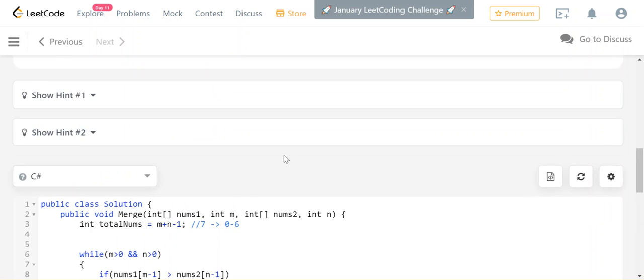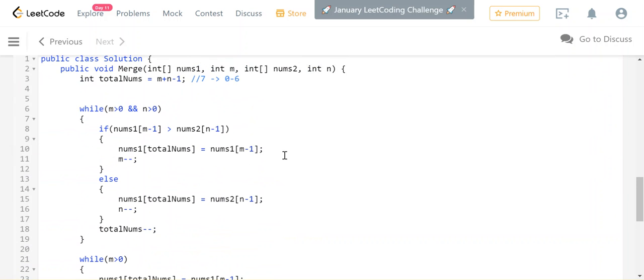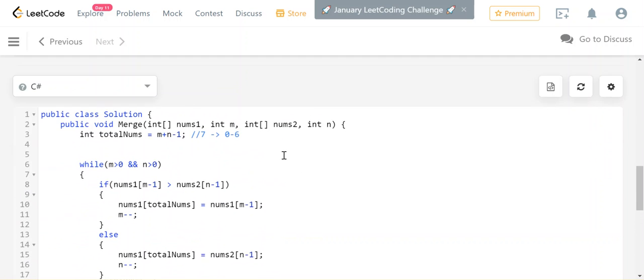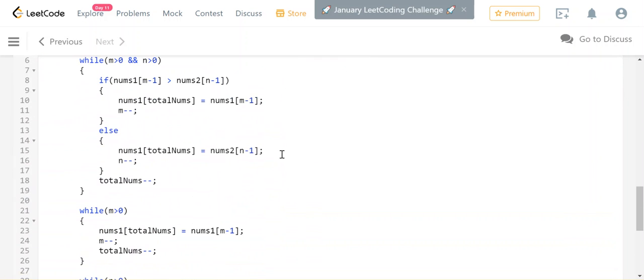It got accepted. So this is good, guys. So this was a straightforward, you can say, 2-pointer array question, which is an easy question, which is there in LeetCode. I hope you like the solution.